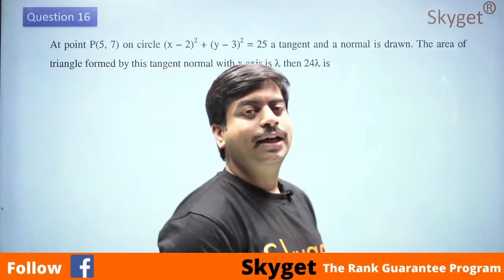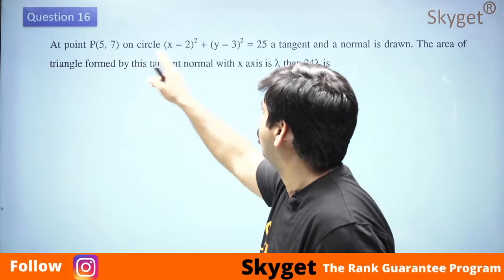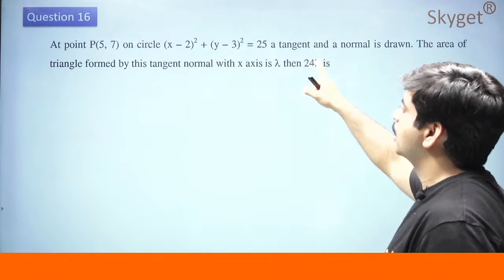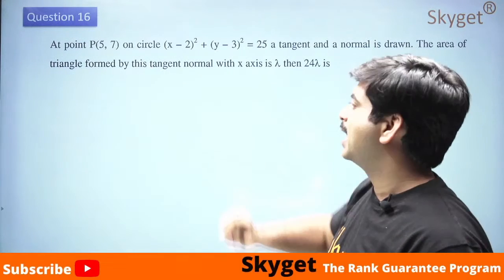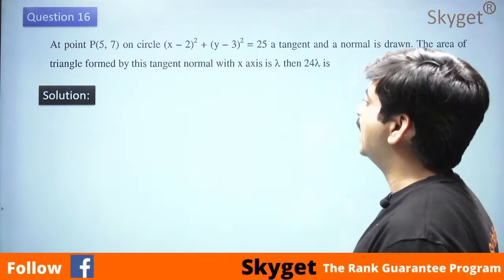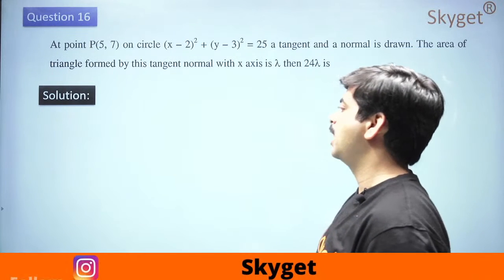The point 5 comma 7 is a point on the circle. At the point 5 comma 7, a tangent and a normal are drawn. The area of the triangle formed by this tangent and normal with the x-axis is lambda. Then 24 lambda is equal to what?